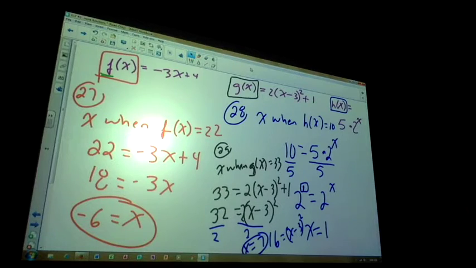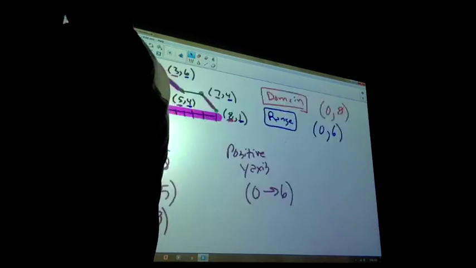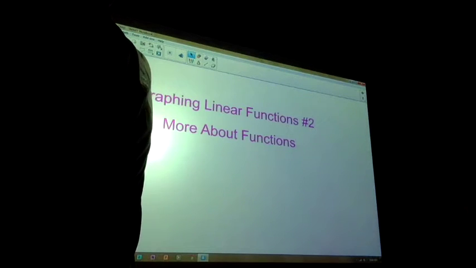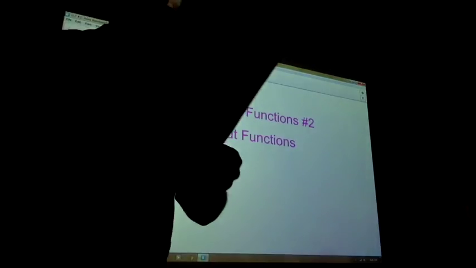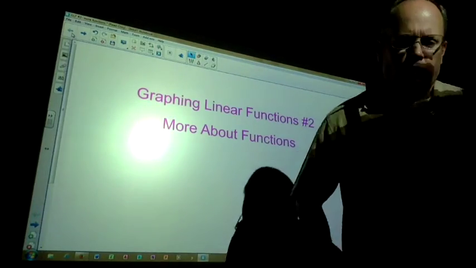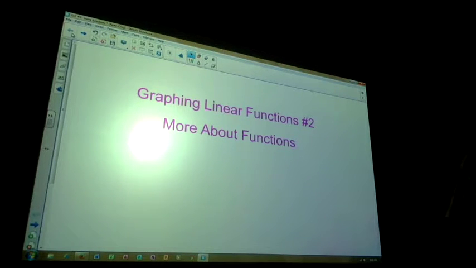All right, so coming out to you is graphing linear functions number 2. Ready? Set. Going.